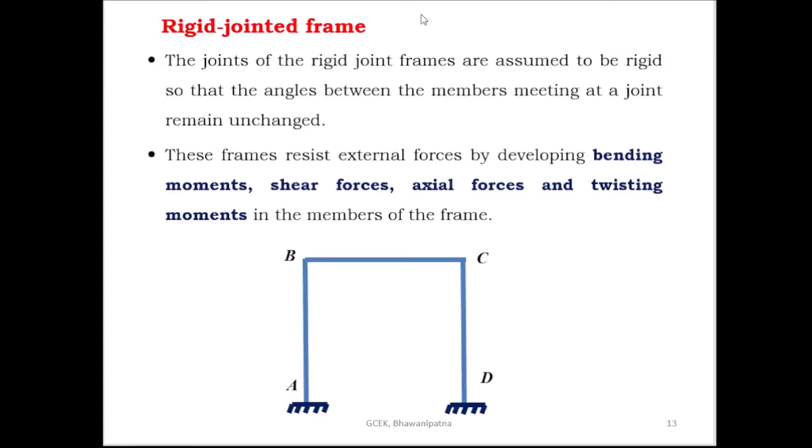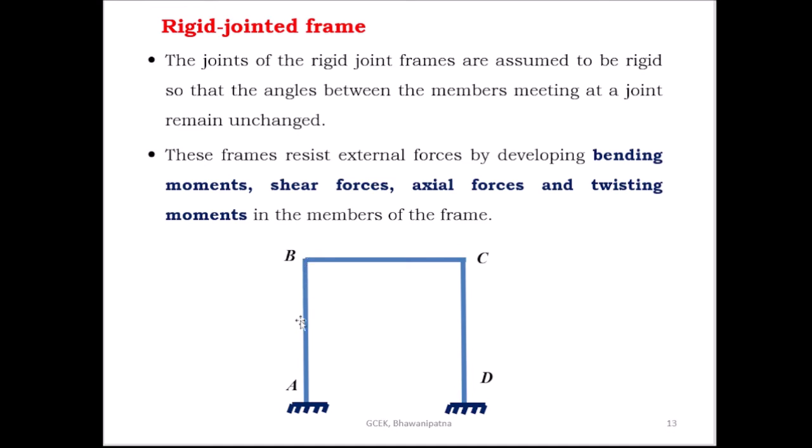Then coming to the rigid jointed frame, the joints of a rigid jointed frame are assumed to be rigid, so that the angles between the members meeting at a joint remain unchanged. Here this is the rigid jointed frame, and this is the angle. The angle between the members meeting at a joint remains unchanged. These are the joints, and these are the members.